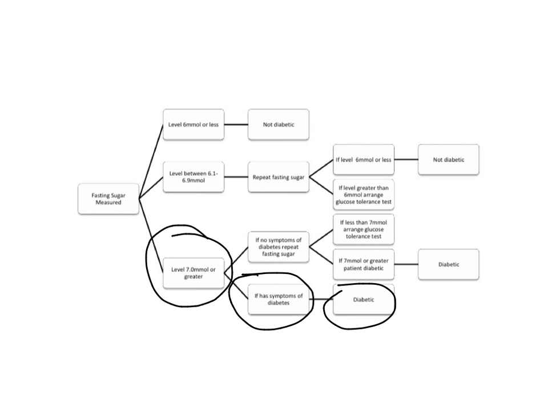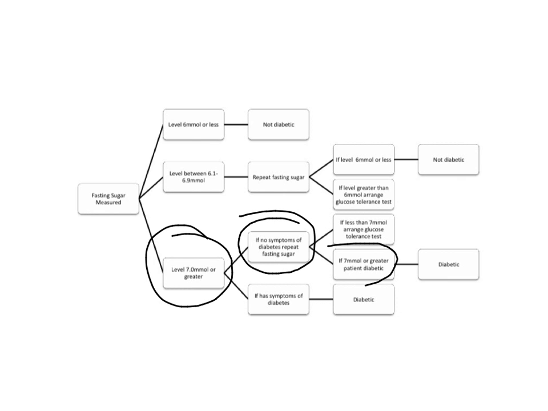The fasting sugar can have one of three results. If the level is 6 millimoles or less, then the patient is not diabetic. If the level is greater than 7, then it depends on whether the patient has symptoms or not. If the patient has symptoms, then again, they're diabetic. If the patient does not have symptoms, then a further fasting sugar should be arranged about 1 to 2 weeks later. And if this is over 7 again, and we have 2 readings above 7, then again the patient is diabetic. If it's below 7, then a glucose tolerance test should be arranged.